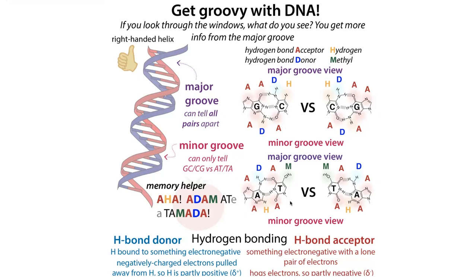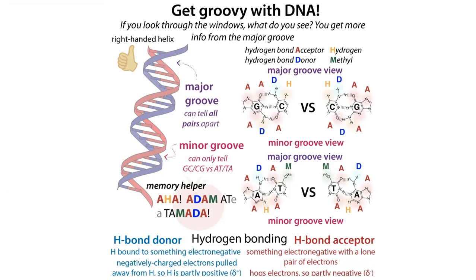Something similar happens in the case of our AT pairs. From the major groove view, you'd be able to tell them apart, but from the minor groove view, you couldn't. In the minor groove, you'd still be able to tell apart a GC or a CG from an AT or a TA, so you can tell this apart from this, but you can't tell this apart from this, or this apart from this. Bottom line, you get more information from the major groove, and it's also easier to access.